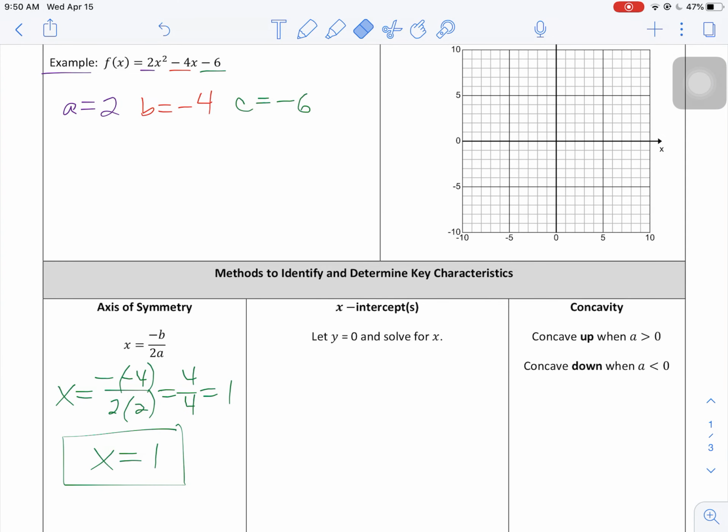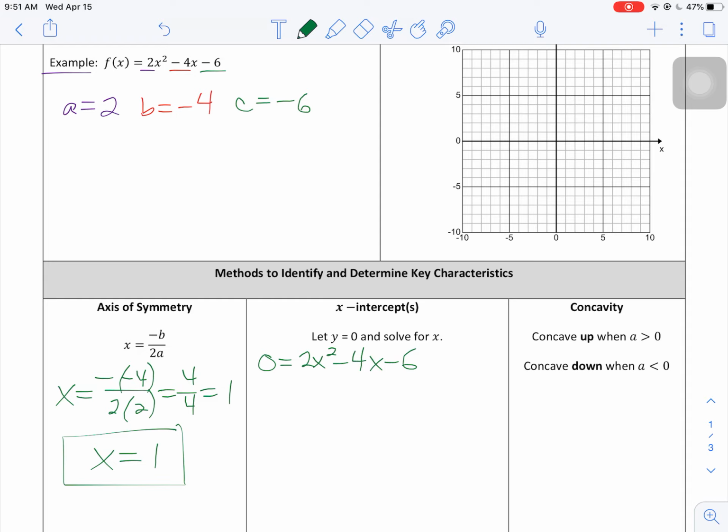All right, so back on our problem, we're going to let y equal 0. In this case, f of x is going to be 0, because remember, f of x and y are basically the same thing, just different notations. So here's our equation, set equal to 0. And then we're going to factor, set each factor equal to 0, and solve for x. So basically just that solve by factoring lesson from a couple days ago.